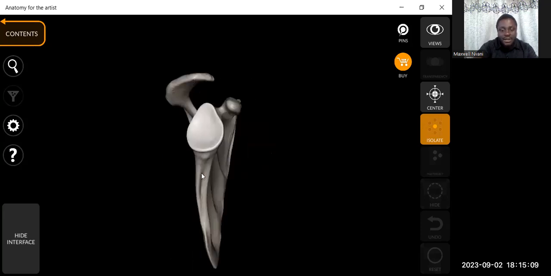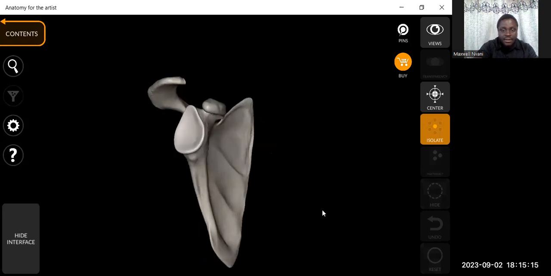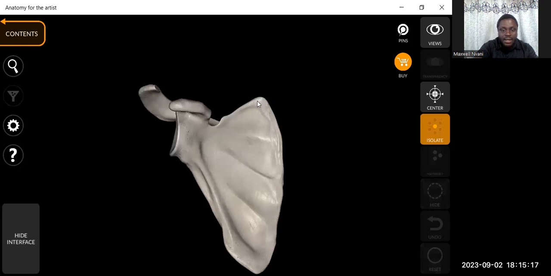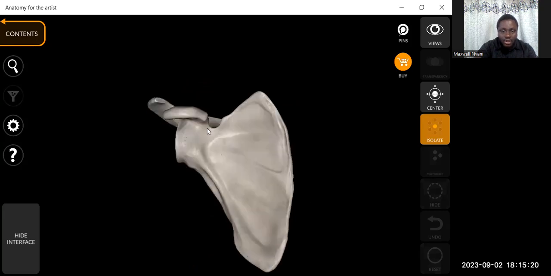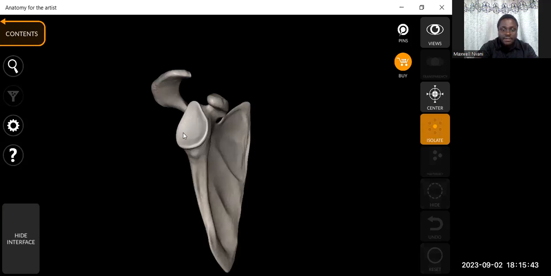Now, I told you that the lateral border is very thick. You can look at it and appreciate it. This is the superior border up here. Just lateral to the root of the coracoid process, we have the suprascapular notch that I talked about, and that is bridged by the transverse ligament. This is your medial border. This is the inferior angle, the superior angle, and the lateral angle that bears the glenoid cavity for the articulation of the head of the humerus.